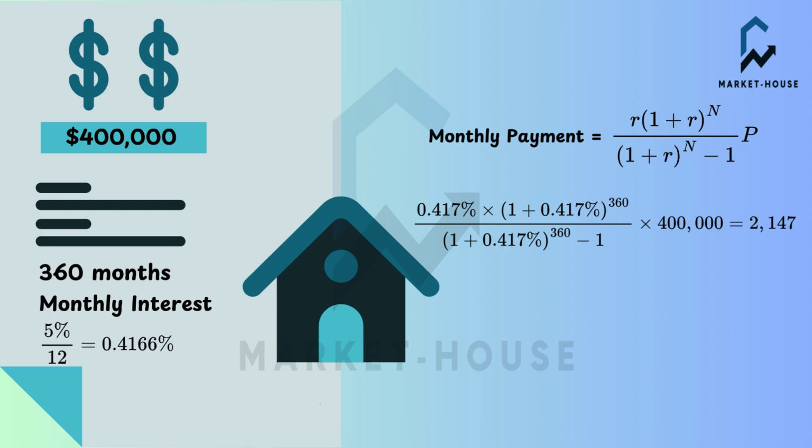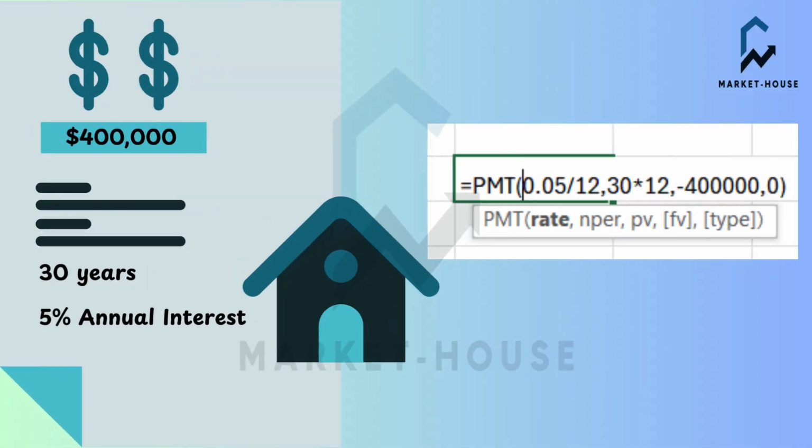If you live in Canada, make sure the calculator uses semi-annual compounding, not monthly compounding like in the United States. For spreadsheet fans, you can use the PMT function in Excel to calculate it too. Enter the interest rate, aligned with your payment schedule, the number of payments and the loan amount as a negative number, and Excel will calculate your payment for you.